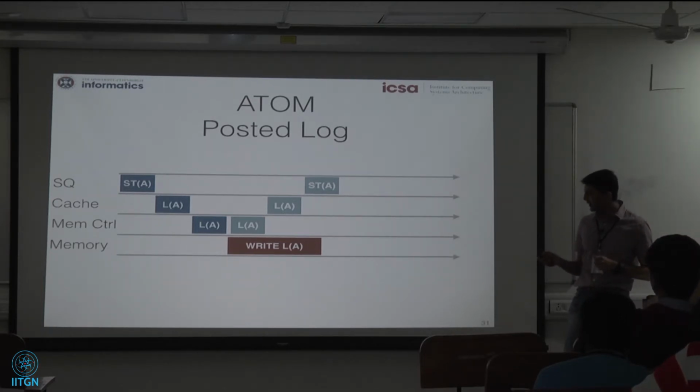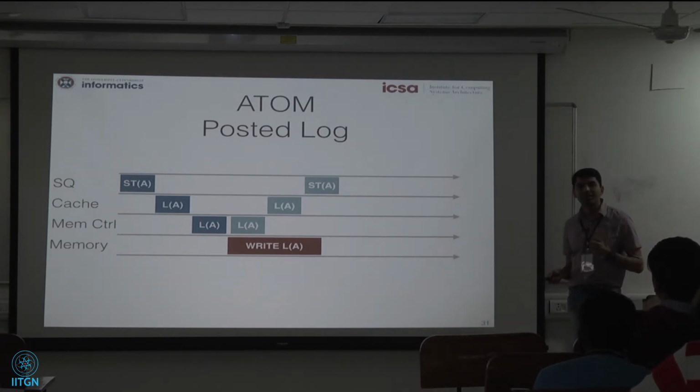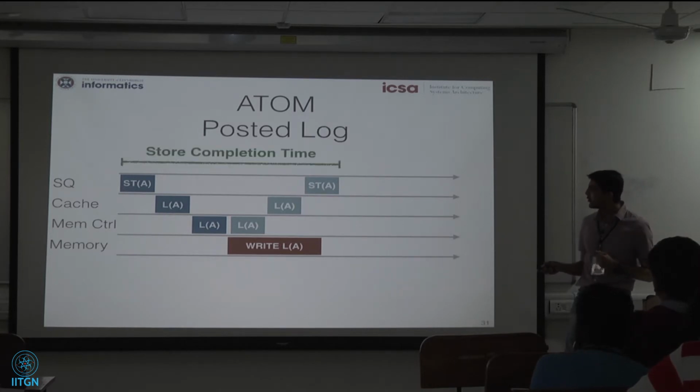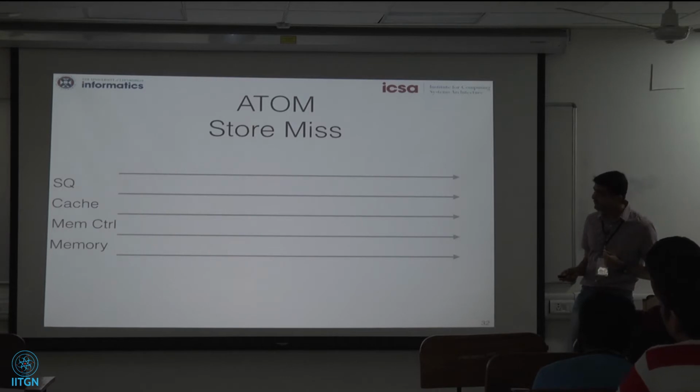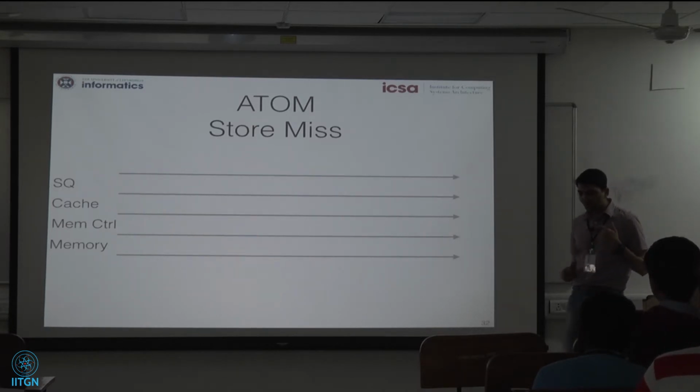In the meanwhile, if this cache line were to get replaced from the cache, it will reach the memory controller. But since the memory controller knows that the log write for that cache line is pending, it will not write that cache line to NVM until that log write completes. So by doing this posted log write, we are able to reduce this store completion time. Now we can go a step further and do one more optimization.